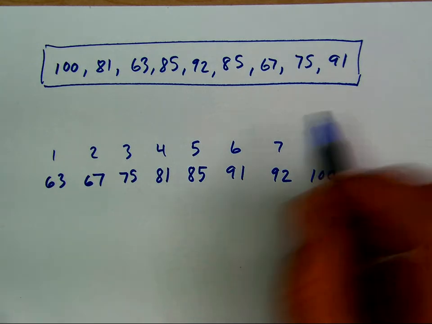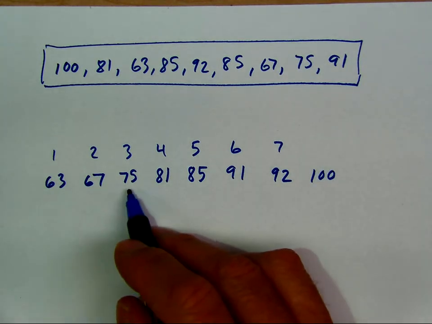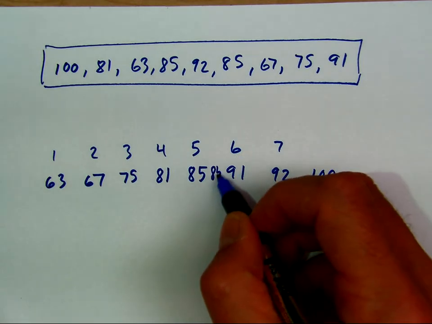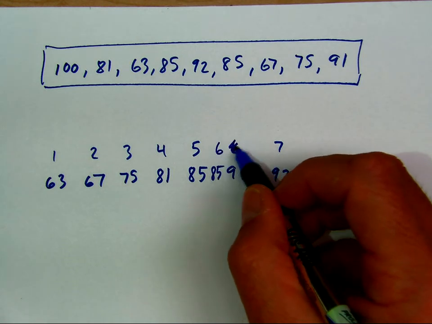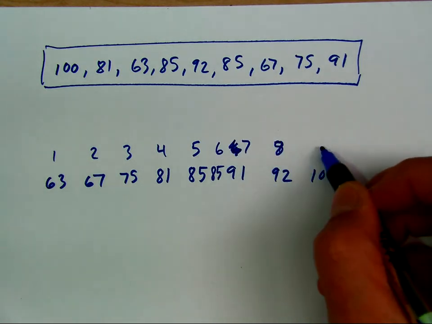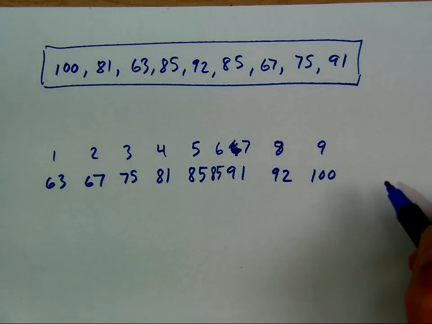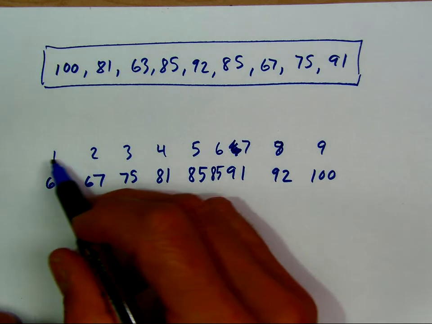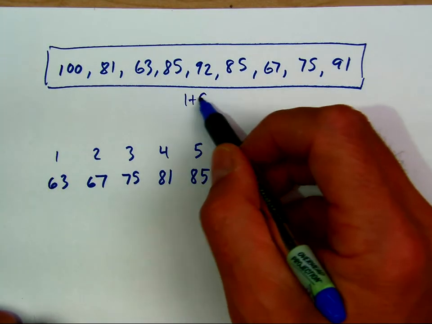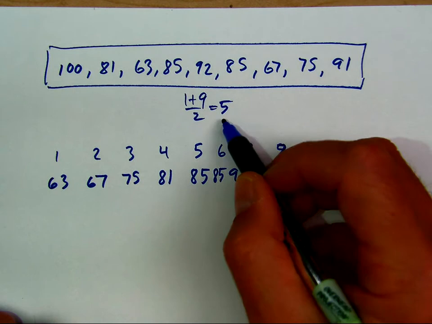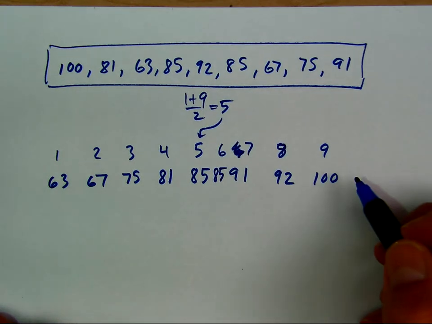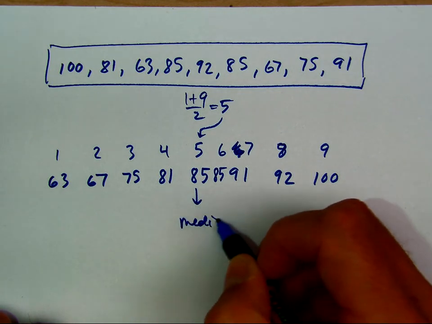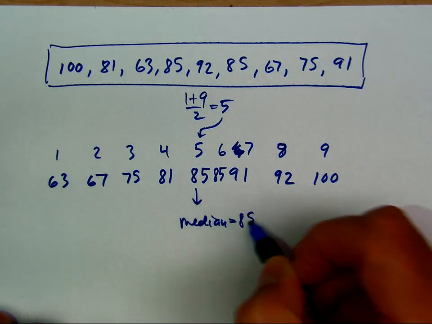Looks like I forgot one. 63, 67, 65, 81, 85, 85. There's another one. So that'll be 6, 7, 8, 9. All right. To find the median, we'll go 1 plus 9 divided by 2 is 5. So that tells us that the median is at the 5th value. Median is 85.